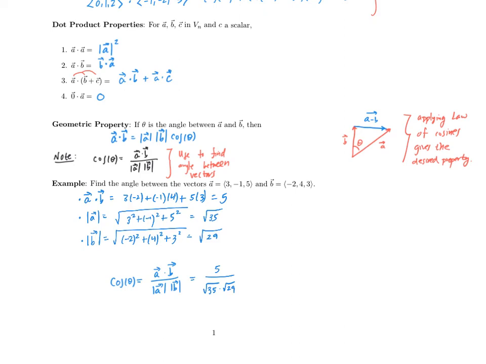Now, it turns out this is not going to be a nice angle. It's not going to be something like pi over 6, pi over 4, pi over 3, or multiples around the unit circle, but we can still write out the exact value for this. If we isolate that theta, it's going to be the inverse cosine of 5 divided by the square root of 35 times the square root of 29. And I would leave the angle exactly in this form.